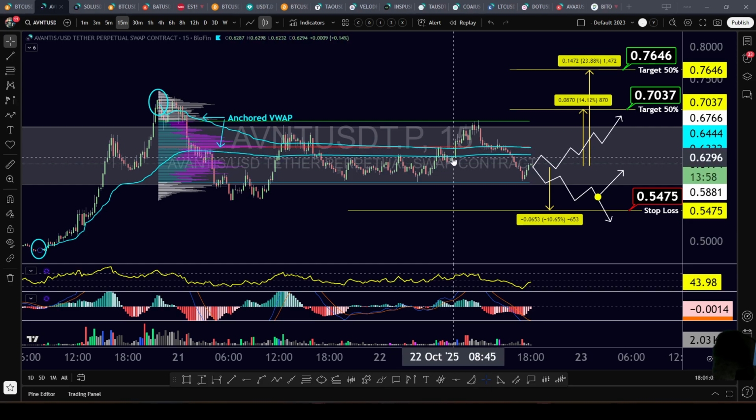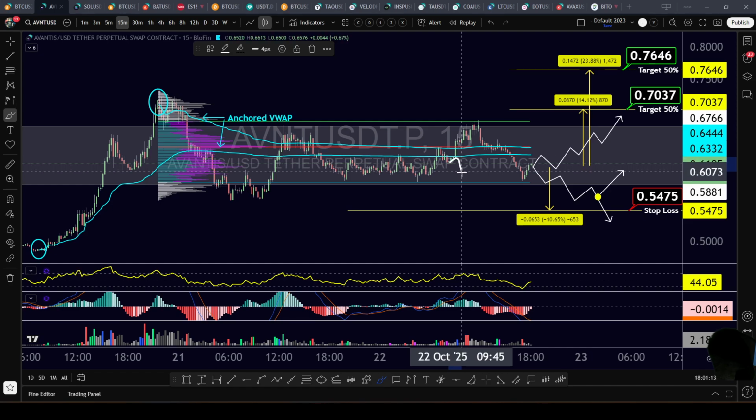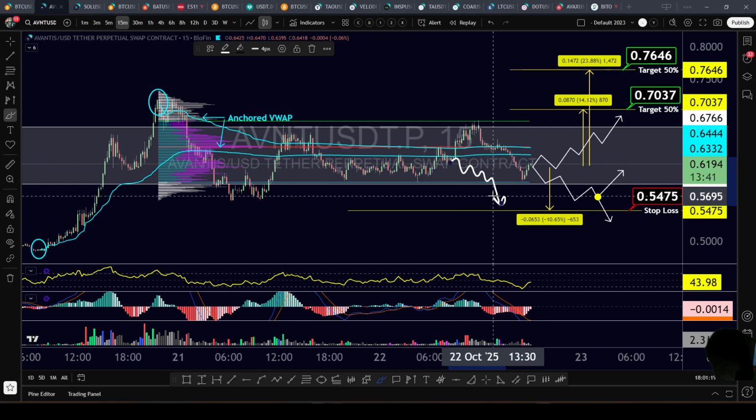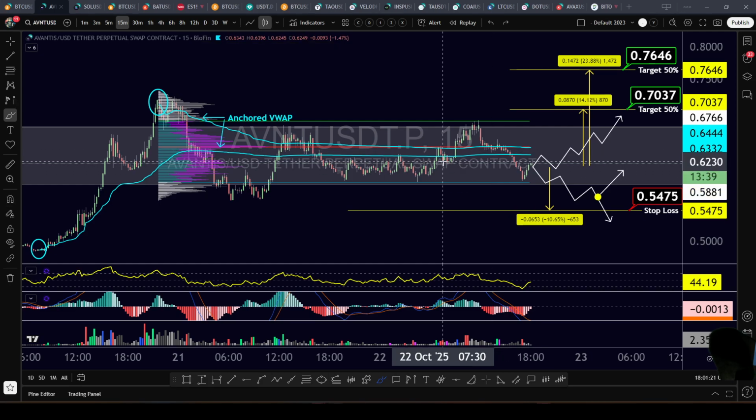Came down, started getting rejected off of here, but eventually broke up, which is good. I was going to try to do this as a quick video, but here it could have done this number and then come down, start doing this number, losing its momentum and then coming down. So this is what I was looking for, but instead it came up to our value area high and came back down. I'm looking for a bounce here now.